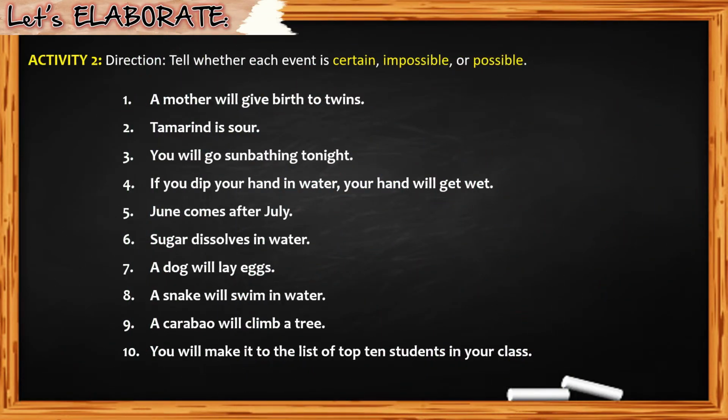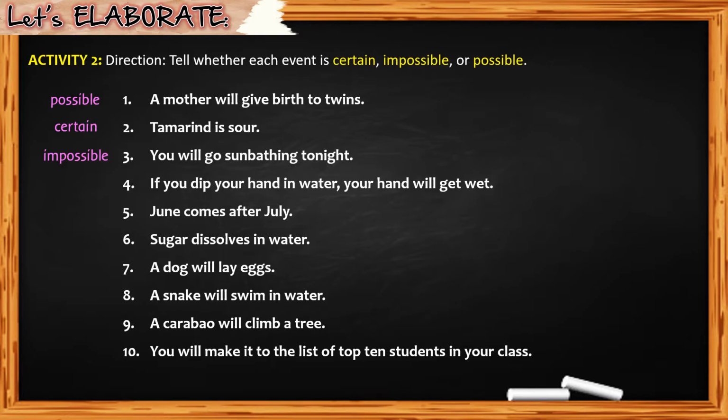Now let's have activity 2. Direction: tell whether each event is certain, impossible, or possible. For number 1, a mother will give birth to twins. That is possible. Some mothers have twins. For number 2, tamarind is sour. That is certain. For number 3, you will go sunbathing tonight. That is impossible, since there is no sun at night.